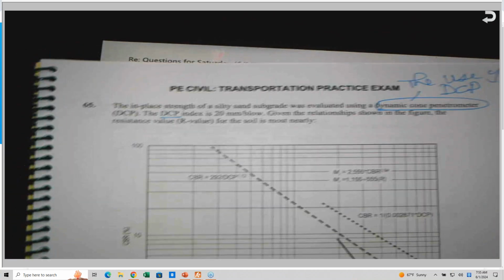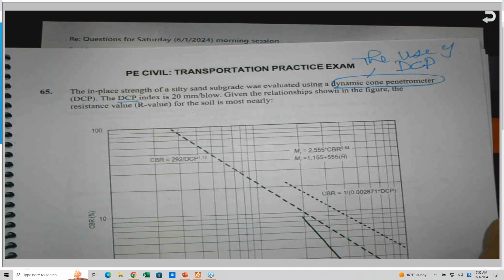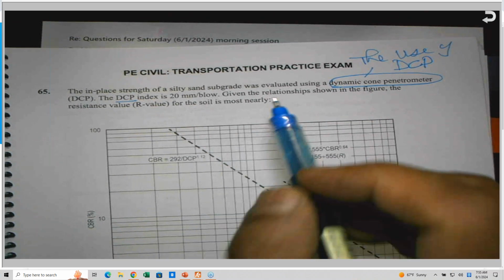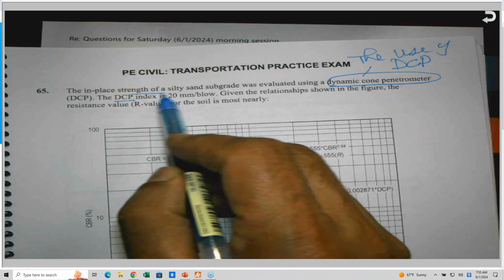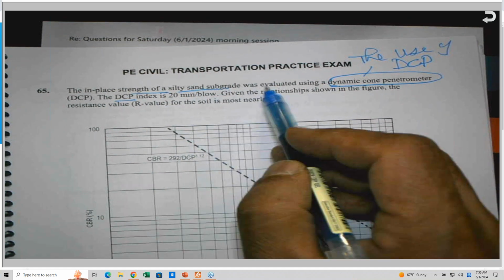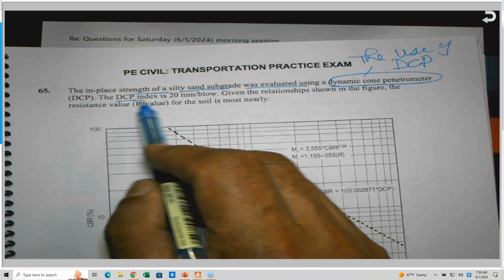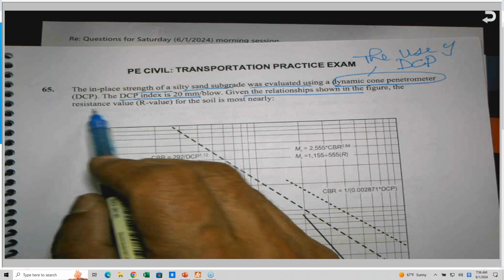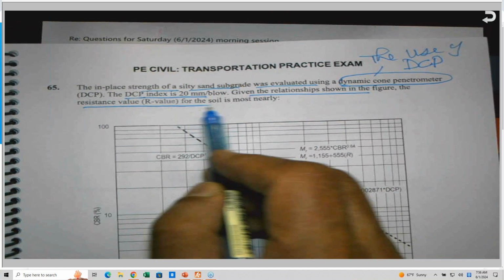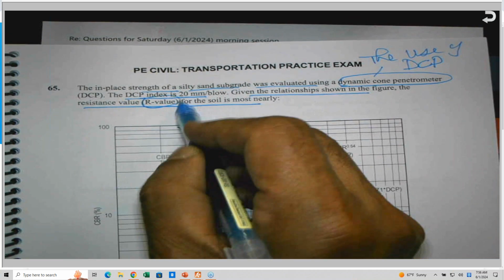I can show you. This is in chapter 9 of my book. I can show you where it is. I talked a lot about it. So the in-place strength of a silty sand subgrade was given, and the DCP index, 20 millimeters per blow, given the relationship in the graph. The resistance value R of the soil is taken, which is the R value.